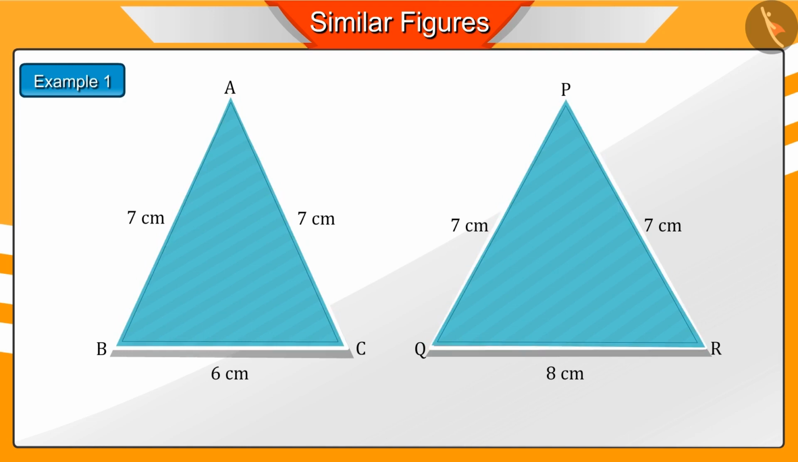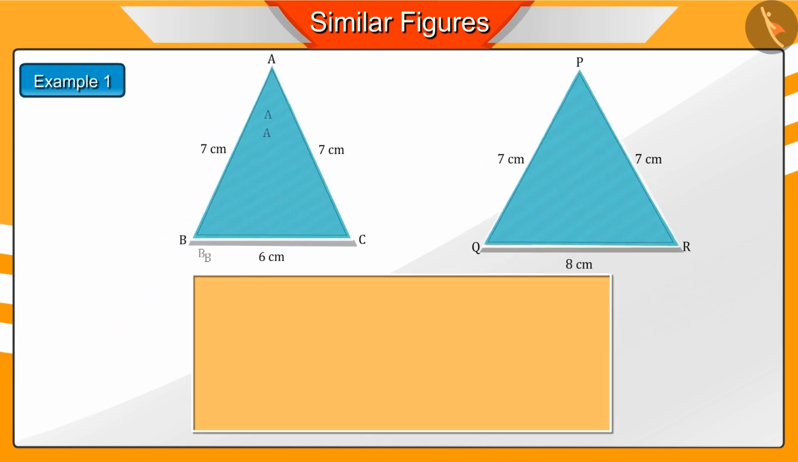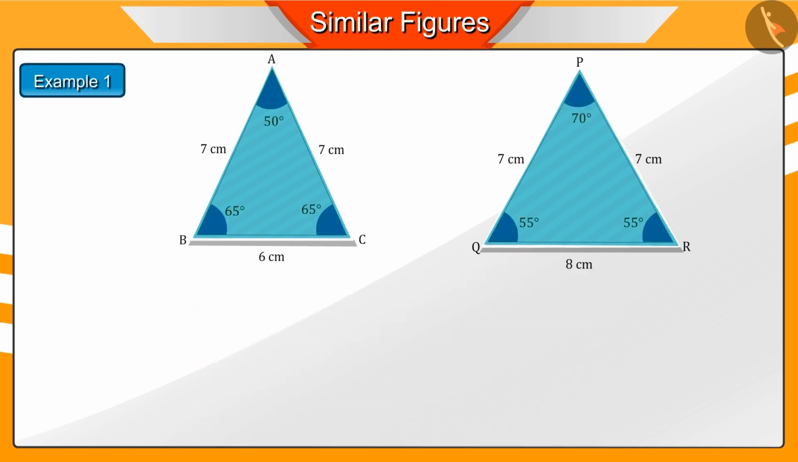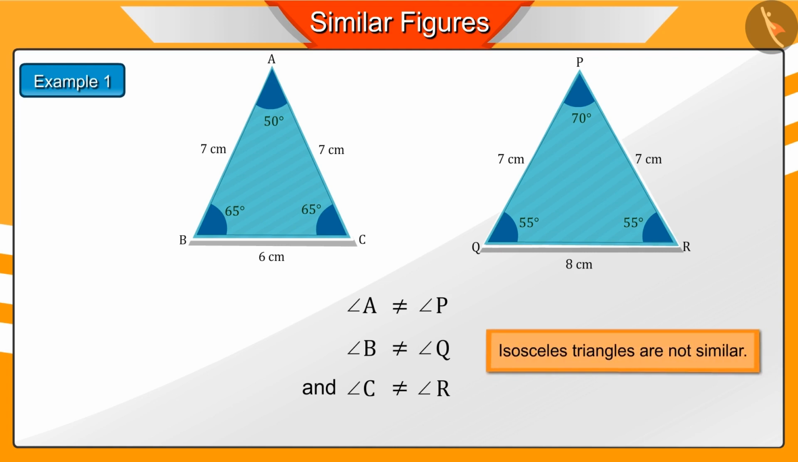Let's first see the ratio of the corresponding sides in these triangles. These are not equal. That is, the condition of similarity is not being fulfilled. So, they are not similar. If we also look at their corresponding angles, then they are different too. So, the two conditions of being similar here are not satisfied. We can say that here, the isosceles triangles are not similar.